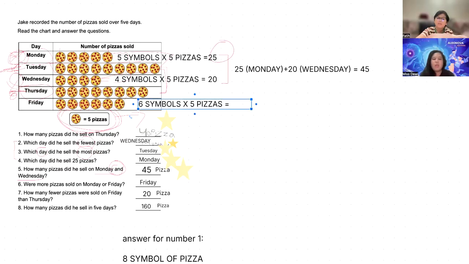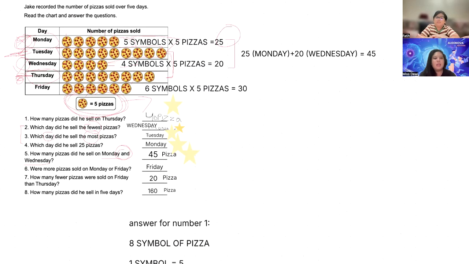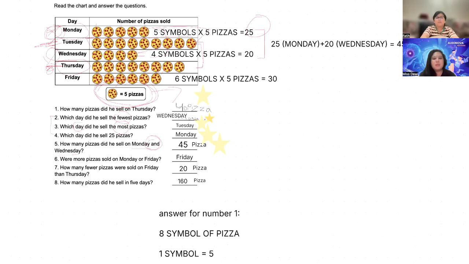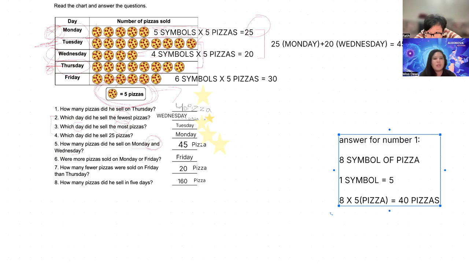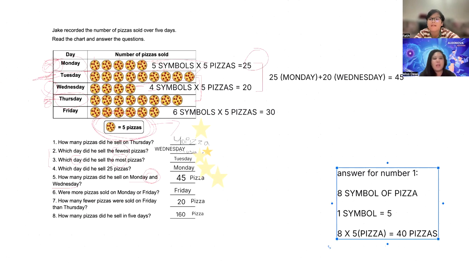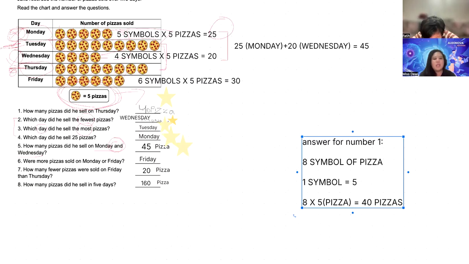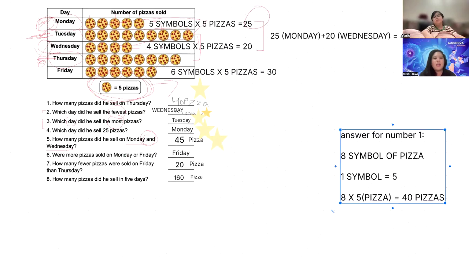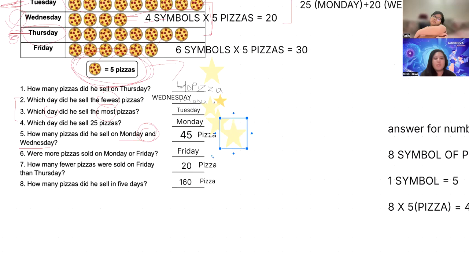6 times 5 equals 30. Good job. So, between Monday and Friday, which one sells more pizza? Friday. Good job, Fatih. It's Friday because it says 30. Okay. Correct. Again, good job, Fatih. Let's put the big star here.